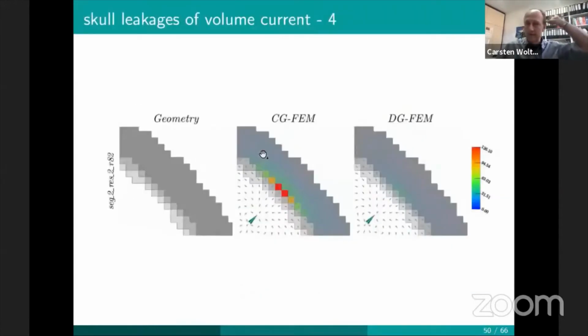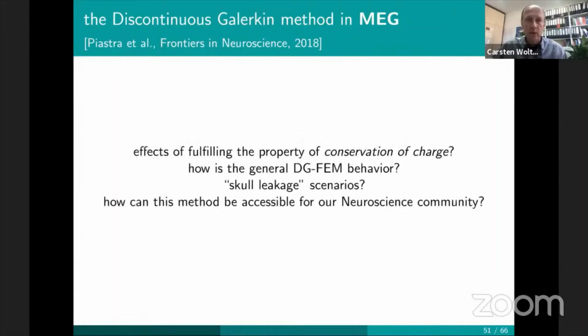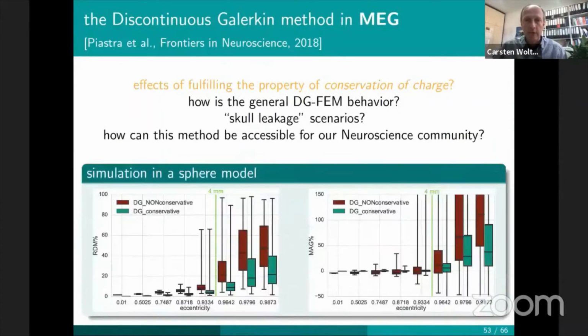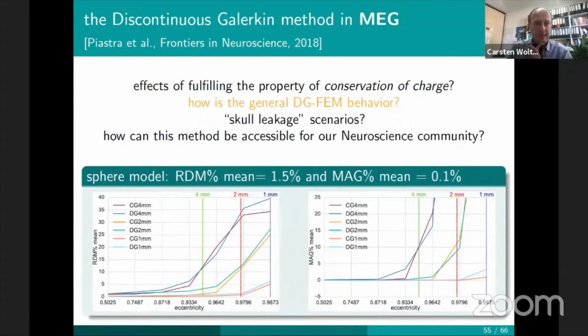Okay, so some further results. I will go over them faster. I will go over the MEG part a little bit faster, because I would like to have enough time for cut FEM and for mixed FEM. So I will mainly only present the main results for the MEG part, and the main result is that MEG is much less affected by skull leakages.